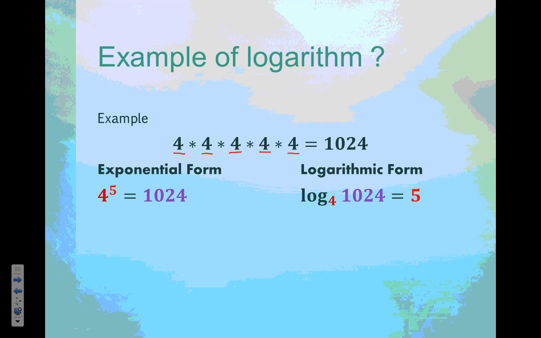You must remember the names of the different parts of this notation. We have the exponent, which is our 5. We're taking the number, multiplying it by itself 5 times. So the exponent is 5. We have the base. The base is the number which we're multiplying by itself. So in this case, the base is 4. And we have the argument. The argument is the answer you're going to get when you multiply 4 by itself 5 times, which would be 1024 in this case.